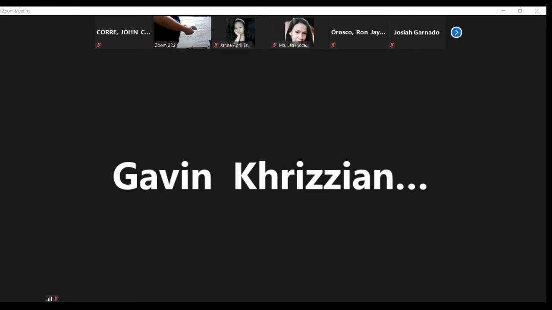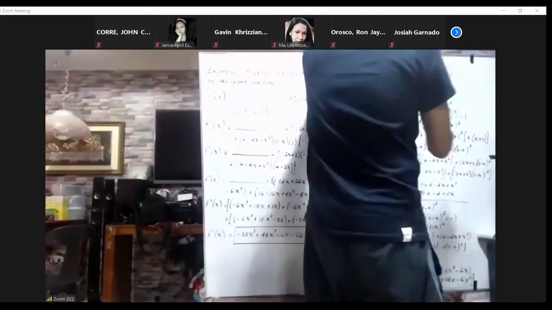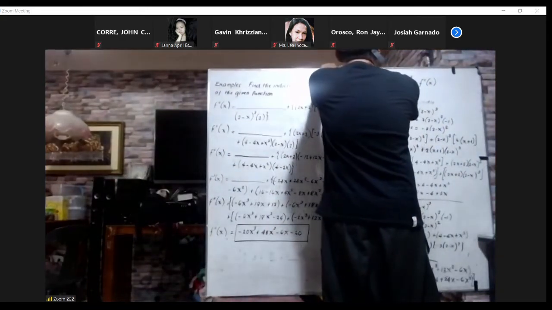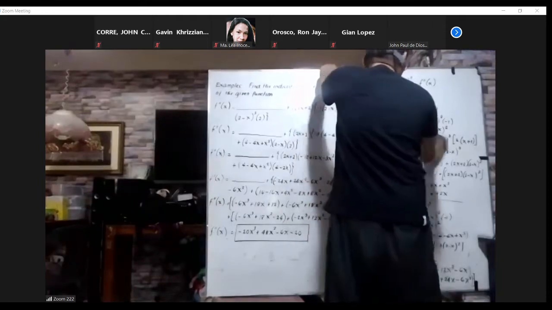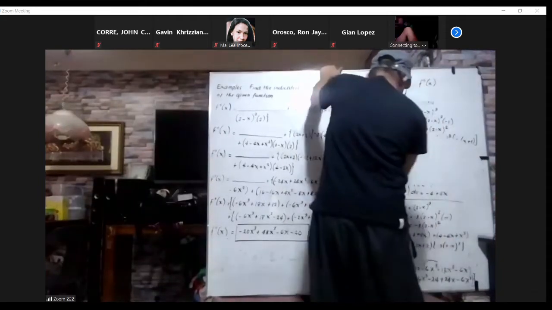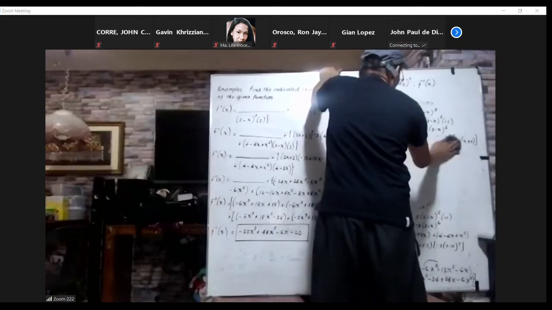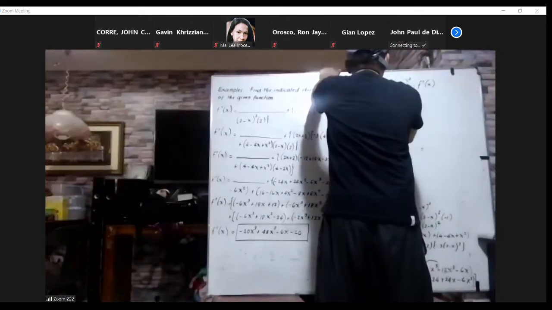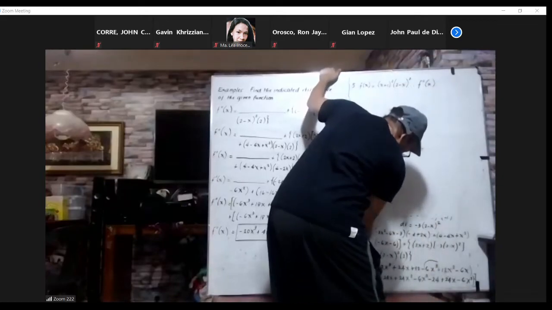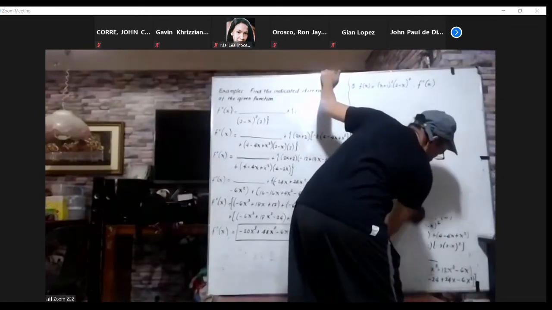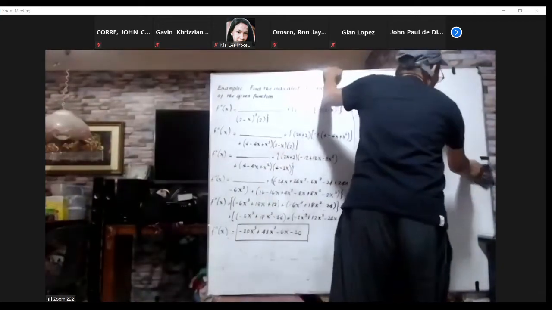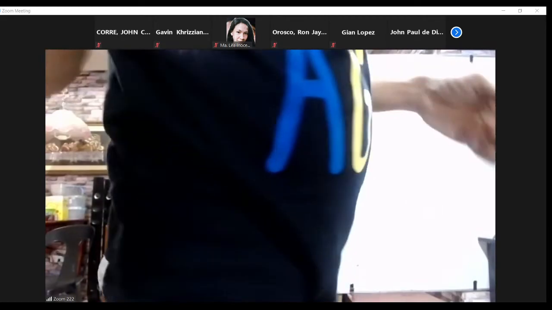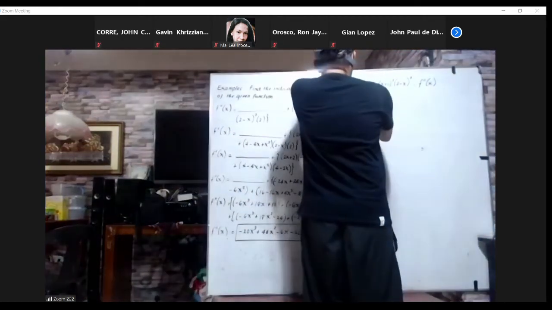Okay, sige. Bibigyan ko kayo ng madaling solusyon. Okay? So, hindi by product rule kasi ang product rule kapag halimbawa naka-raise na ng power yan, so medyo mahaba talaga ang solution niya. So, ang solution natin ay alternative. Okay, alternate solution.